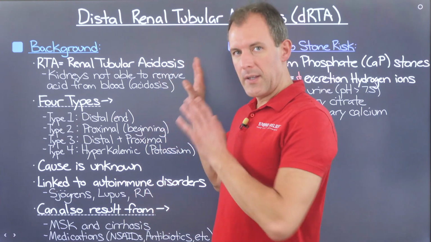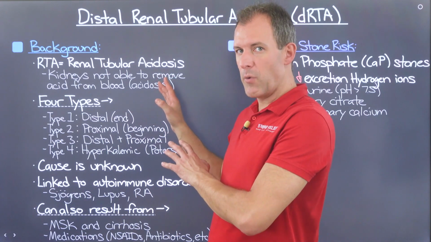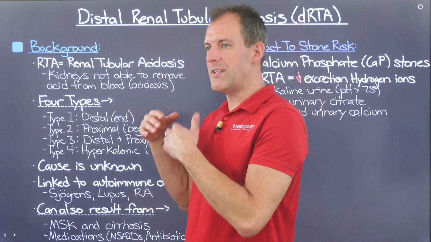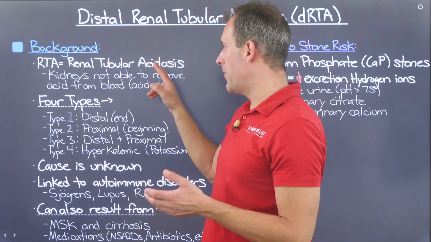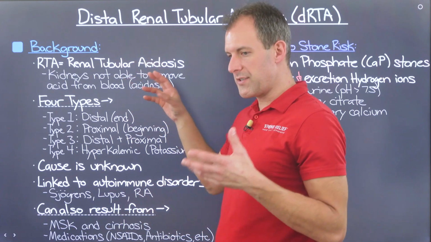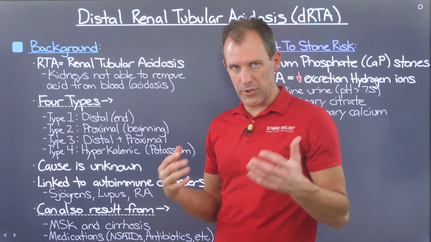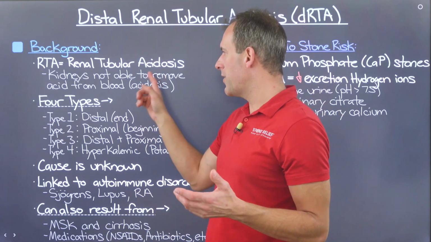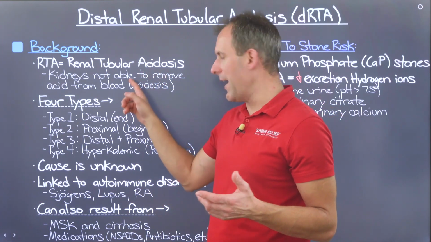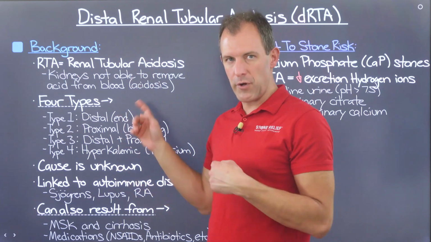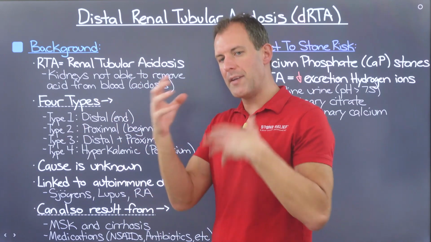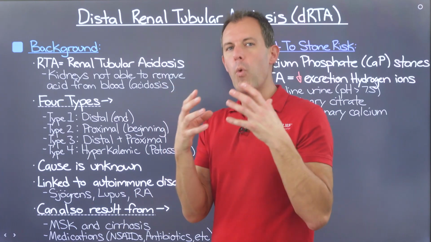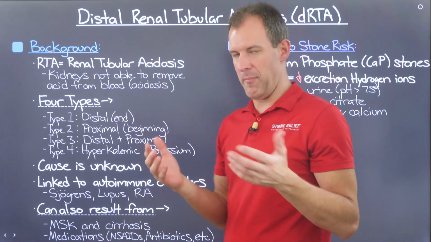In the context of what we're going to talk about today, we're going to be talking about one of the types of renal tubular acidosis. On the whole, tubular acidosis, when we're talking about the kidney, has to do with the body's inability to remove acid from the blood, which is also known as acidosis. And as I mentioned, there are several different types of this, and it has to do with where it kicks off from, basically.